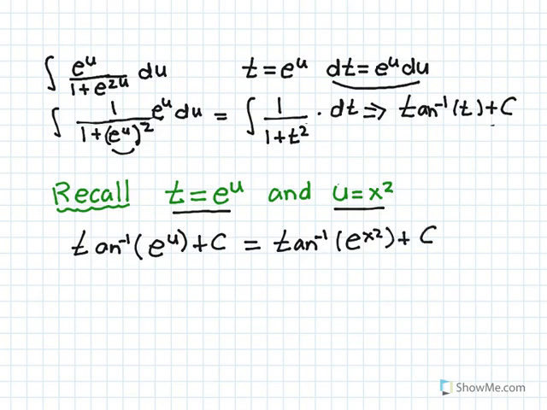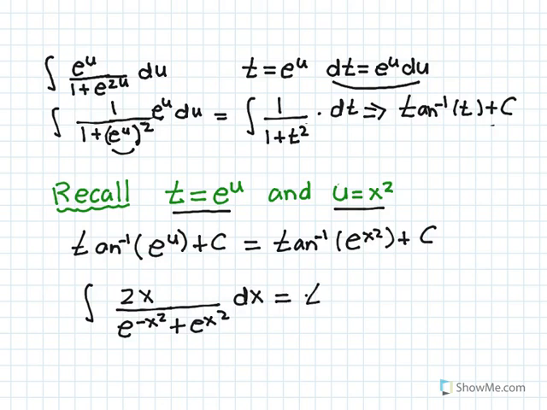So what we have shown by using double substitution is that the integral of 2x divided by e to the minus x squared plus e to the x squared, integrated with respect to x, is equal to arctan of e to the x squared plus c. This is the answer.